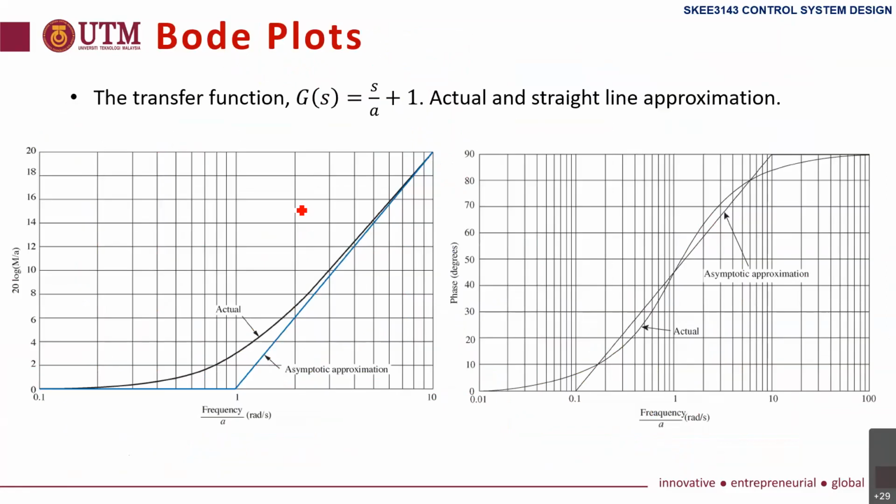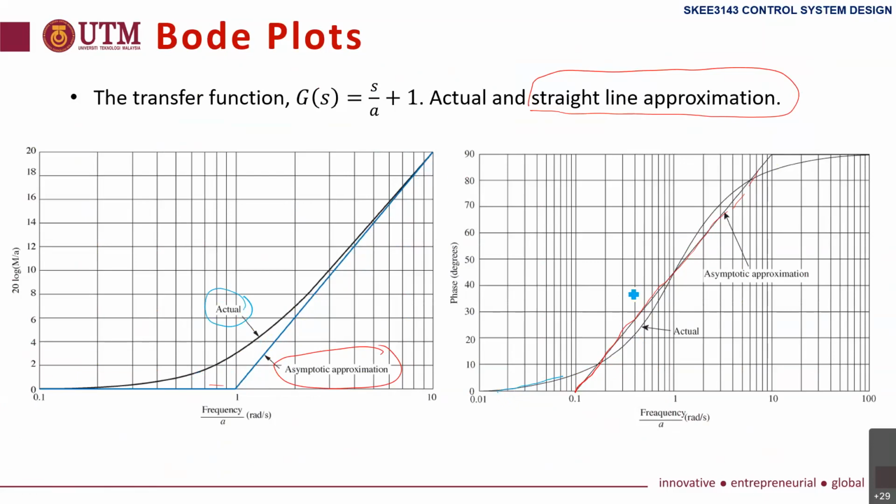Okay, what we did just now is straight line approximation. The one here, the blue color, straight line approximation. This is for phase, this is for magnitude. And if you see here, this is the actual one, plotted. We can use a computer, we can use MATLAB to plot. This is the actual one, and this one also, the actual one.